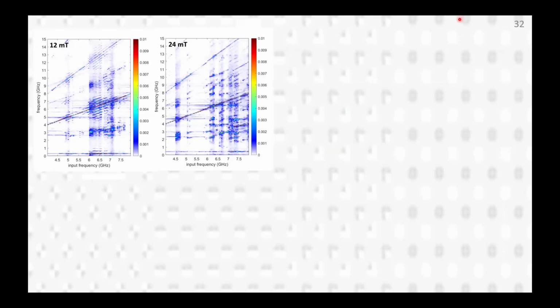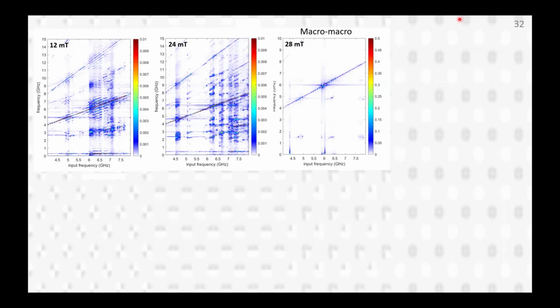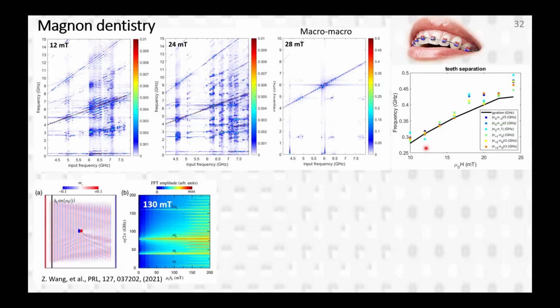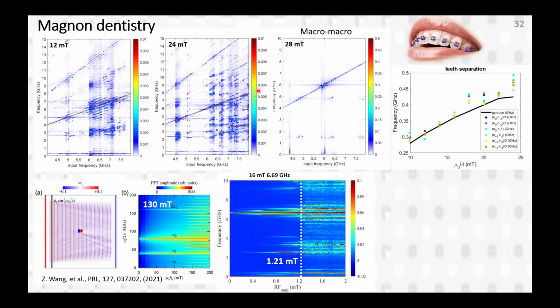Okay, so we can also tune the distance between the combs. We kind of do this magnon dentistry, where you can see here the black line represents the frequency of the gyration mode, and then these are the distance of the separation between the teeth. By increasing the field, we increase the gyrational frequency, which increases the gap between those frequency combs. And this is from the paper I mentioned earlier. They need 130 millitesla to actually get this frequency combing to kick in, whereas in our artificial spin ice, it happens at a more reasonable 1.12 millitesla.